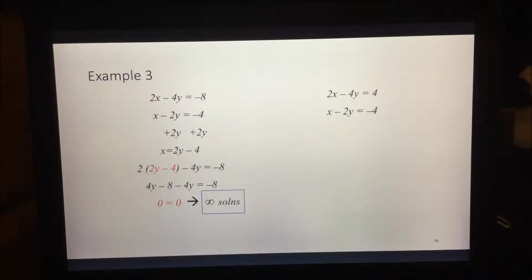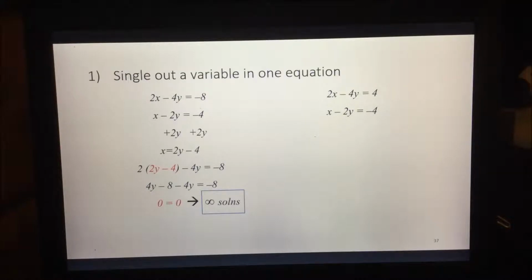Let's look at another example. 2x minus 4y equals 4. X minus 2y equals negative 4. So we do our first step. Do you remember it? It starts with an S. Single out a variable in one equation. If you haven't noticed already, my second equation has always been, for all of our examples, the same equation. So I'm going to skip ahead to the solution, x equals 2y minus 4. And then go to the second step.